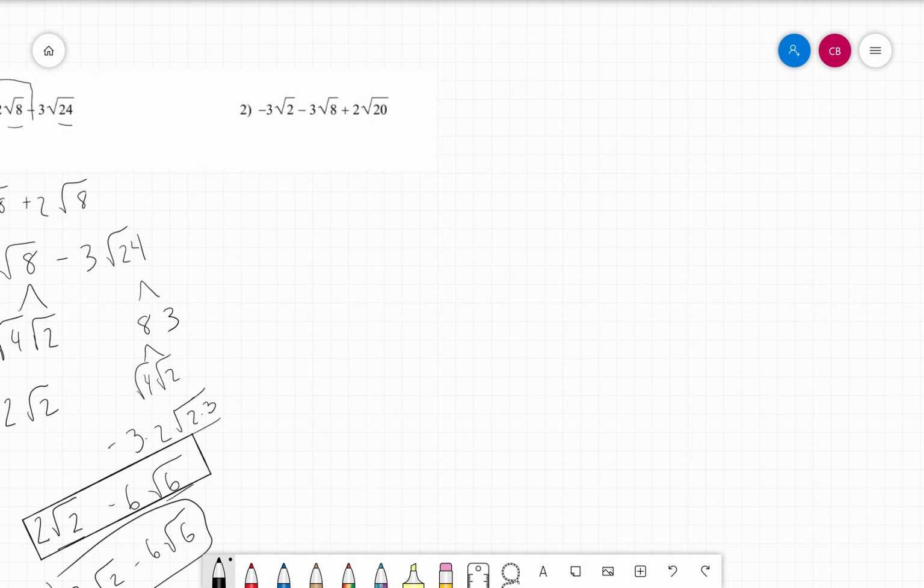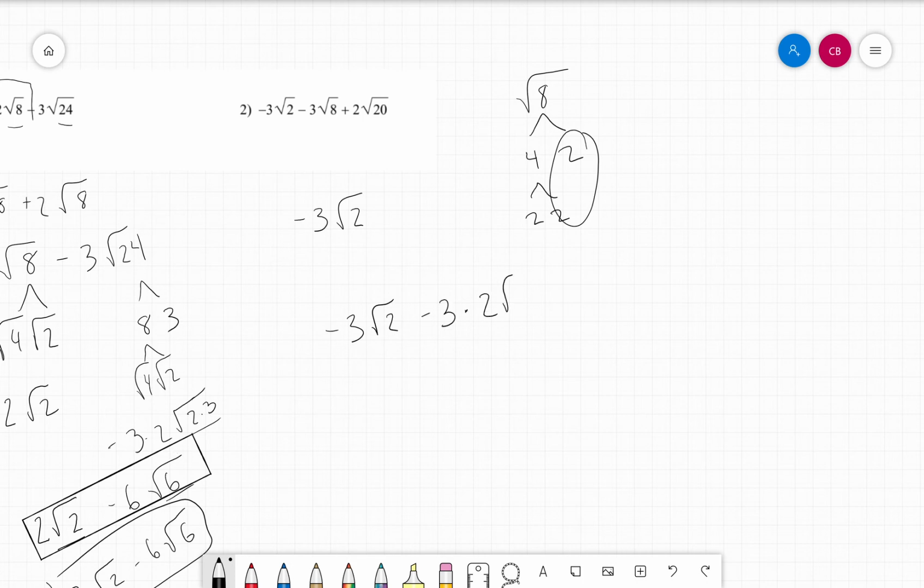Next one, let's look at this one. So in this case, we have negative 3 square root 2. Well, we can't simplify any of that because square root of 2 is as small as it's going to be, and that's the most you can break it down. We know the square root of 8 is 4 times 2. 2 times 2, we can bring a 2 out. So this is going to be negative 3 square root 2. And then, so we've got minus 3 times 2 square root 2. This of course represents the square root of 8.